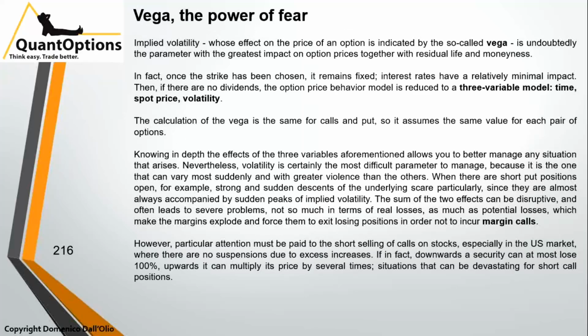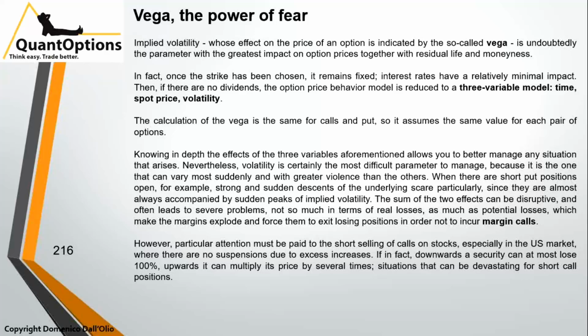Implied volatility, whose effect on the price of an option is indicated by the so-called Vega, is undoubtedly the parameter with the greatest impact on option prices, together with residual life and moneyness. In fact, once the strike has been chosen, it remains fixed. Interest rates have a relatively minimal impact. Then, if there are no dividends, the option price behavior model is reduced to a three-variable model: time, spot price, and volatility. The calculation of the Vega is the same for calls and puts, so it assumes the same value for each pair of options.